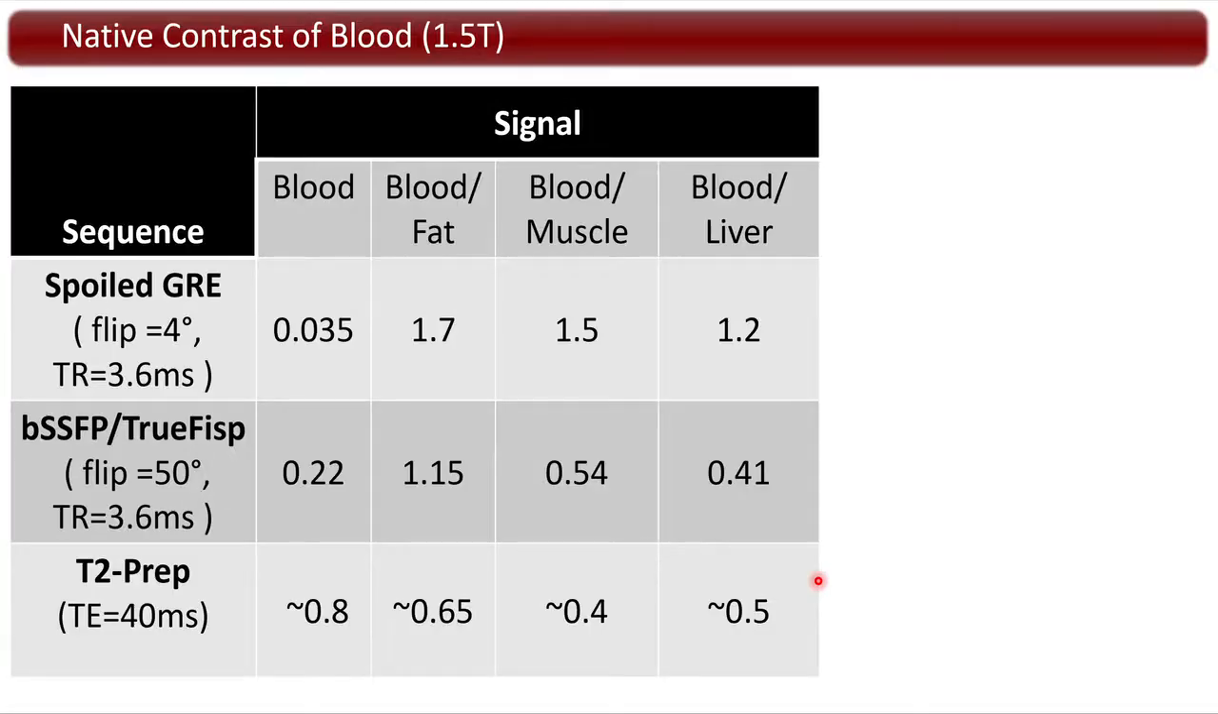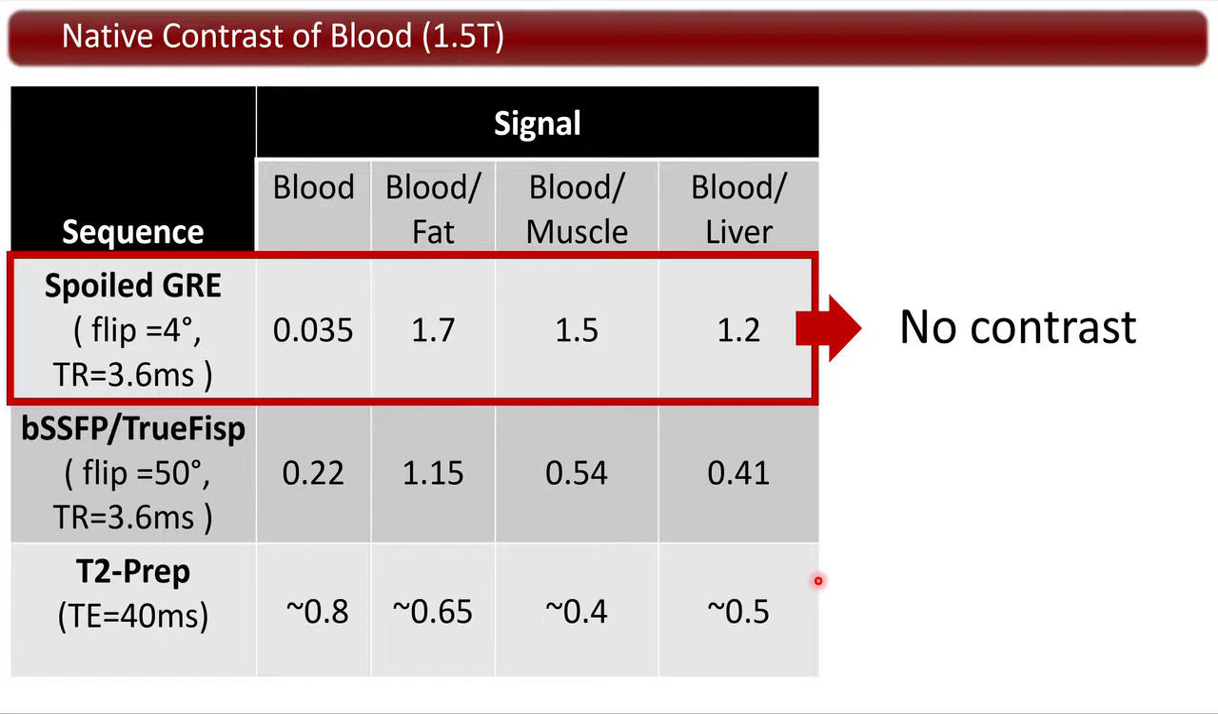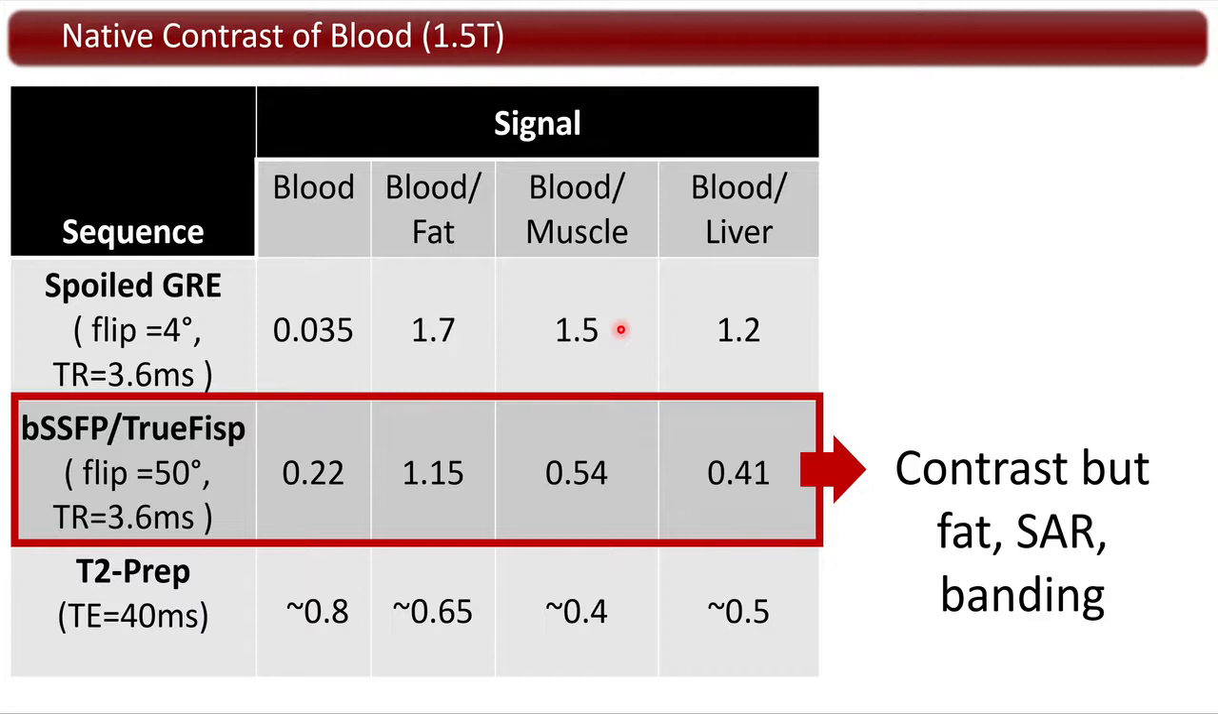If we look at standard sequences we might use for MR angiography, we'll find a couple things. First, that spoiled gradient echo sequences provide almost no contrast with tissues such as fat, muscle, and liver, and are not particularly useful in the non-contrast setting for MR angiography. In the case of balanced SSFP imaging, we are able to create contrast between many tissues, such as blood and muscle, blood and liver. However, there are still issues with fat and issues with SAR and banding.